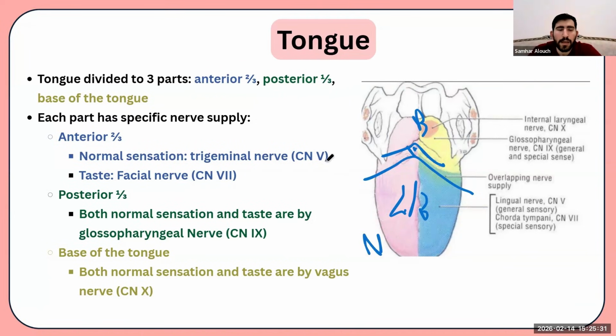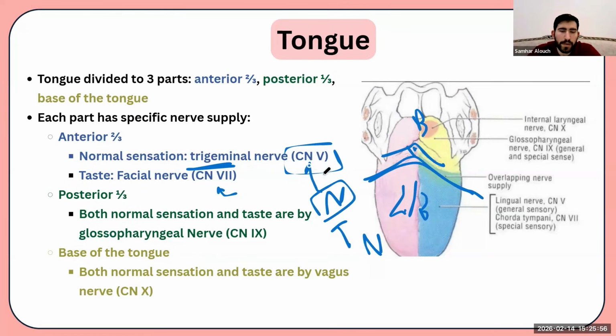And normal sensation in the anterior 2/3 is supplied by cranial nerve number 5 called trigeminal nerve. Okay. Then we have another type of sensation, which is a special sensation called taste. So if you ate something, you will taste it. And that's supplied by another nerve called facial nerve. Okay. So the anterior 2/3 has two sensations, normal sensation and taste sensation. Normal sensation is by cranial nerve number 5. Taste sensation is by cranial nerve number 7.